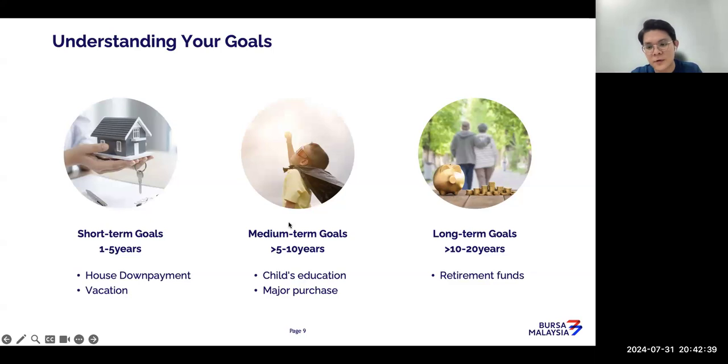And then another one is medium-term goals, such as funding your children's education or making a major purchase, extending beyond 5 to 10 years. And for long-term goals, like building your retirement funds, they typically stretch over more than 10 to 20 years. So identifying these goals helps in tailoring your portfolio to ensure the right balance of risk and return across the different time horizons.